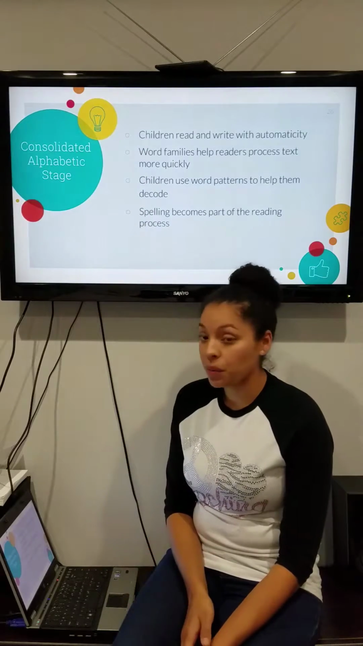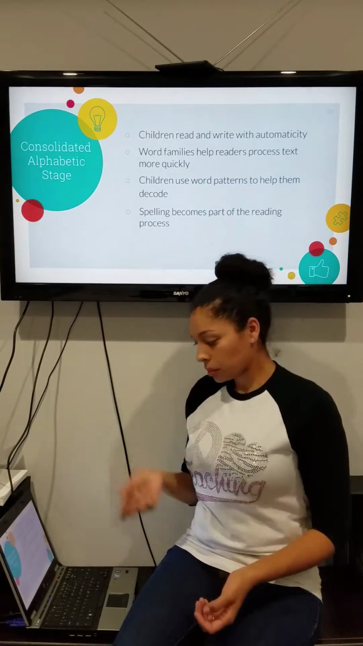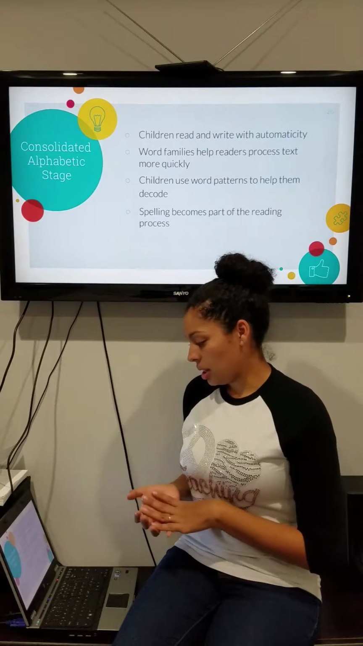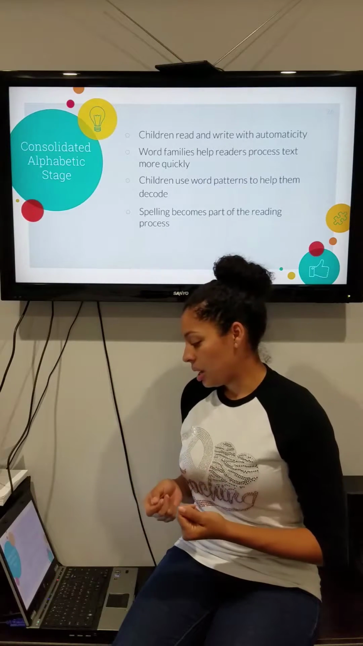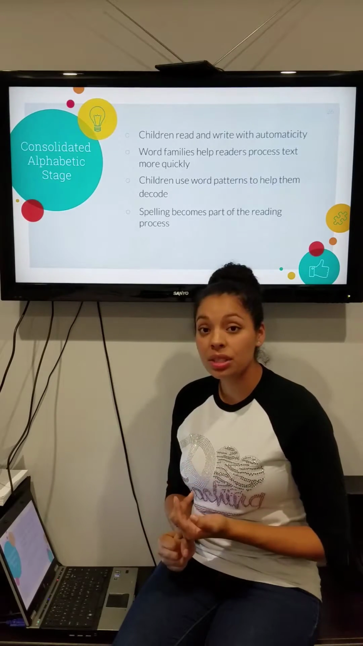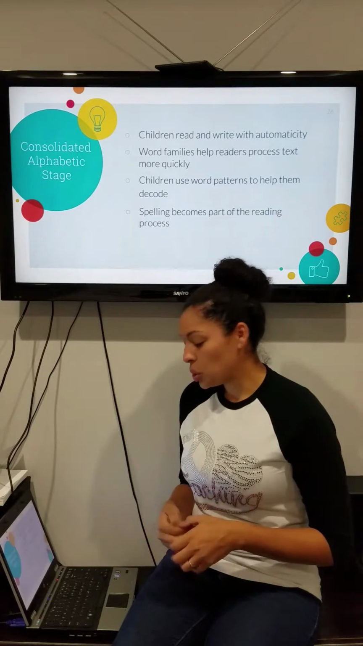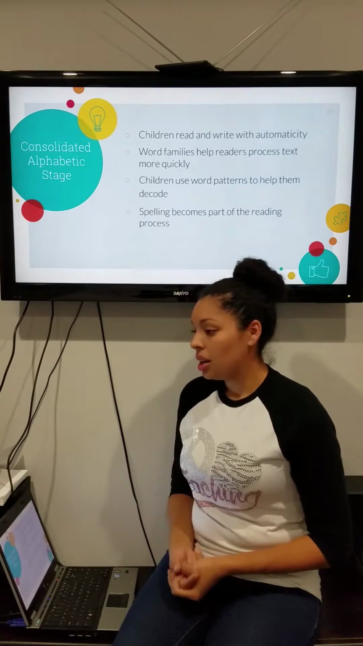the consolidated alphabetic stage. Now at this stage, children begin to read and write automatically. And with the word families, they start noticing patterns in words, patterns in their writing, and they begin to use these patterns to help them decode.